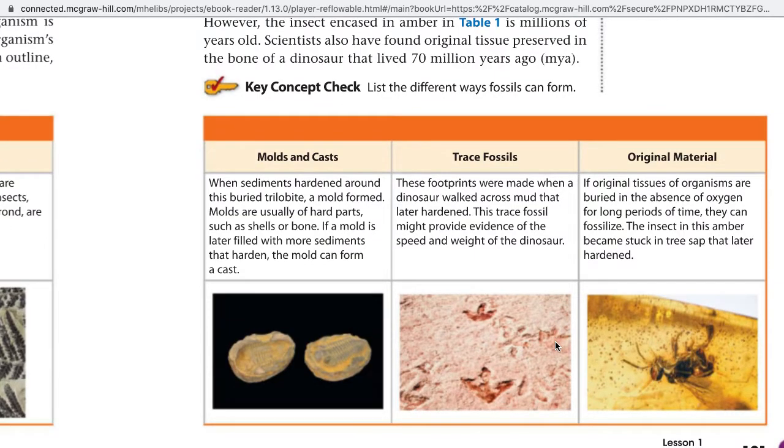Jurassic Park, right? John Hammond and his cane. If you ever looked at the top of his cane, it's a mosquito. And that's where they got the dinosaur DNA, was insects encased in amber.